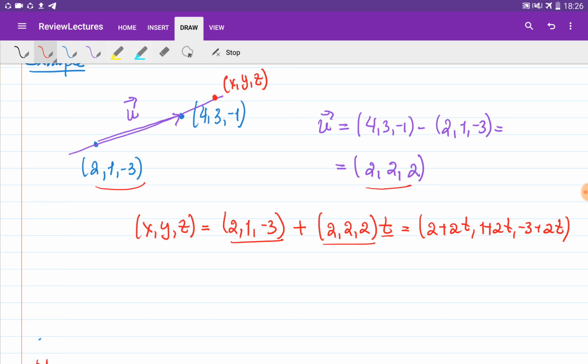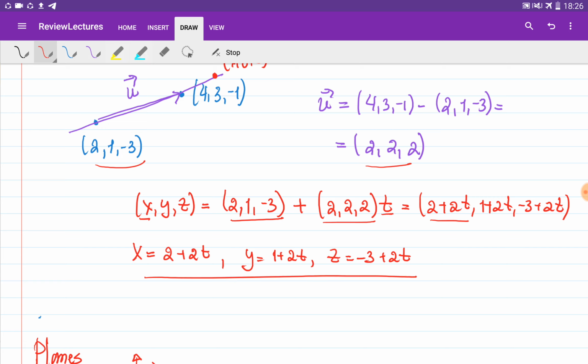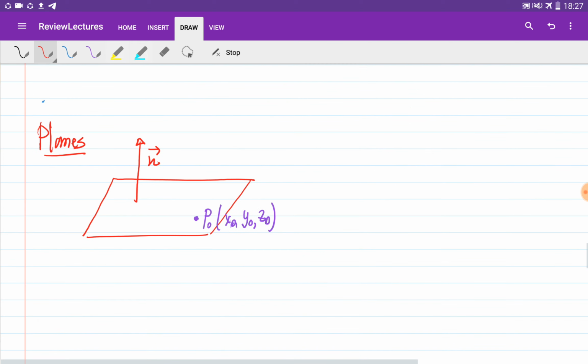So at the same time, we can derive the parametric equation of the line as x is equal to 2 plus 2t. The x coordinate on the left is equal to the x coordinate on the right. y is equal to 1 plus 2t, and z is equal to minus 3 plus 2t. This is called the parametric equation of the line, where t is a parameter. By giving different values for t, we can obtain different points along this line. So now let's define the planes.